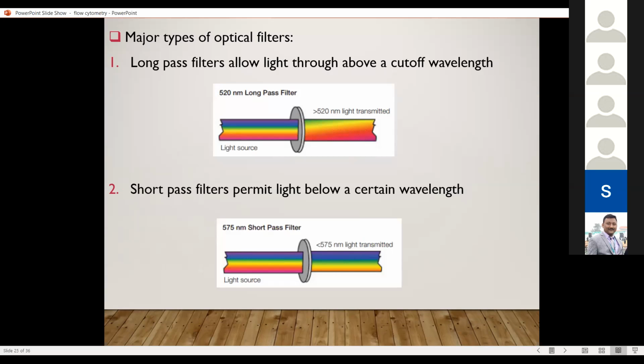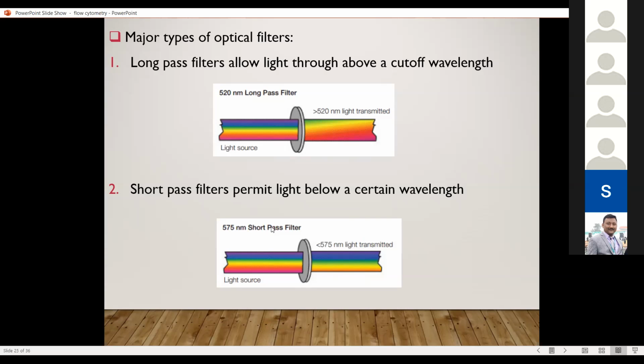Long pass filters, as you can see, allow light through above a cutoff wavelength. This is a long pass filter. It will allow light to pass which is greater than 520 nanometer, and light of shorter wavelength, less than 520, will not be able to pass through this filter. So these are the broad range filters. Long pass will allow only light greater than 520 nanometer to pass.